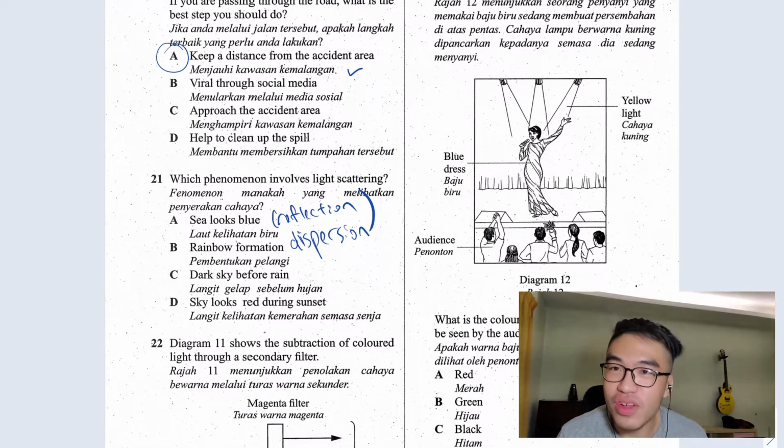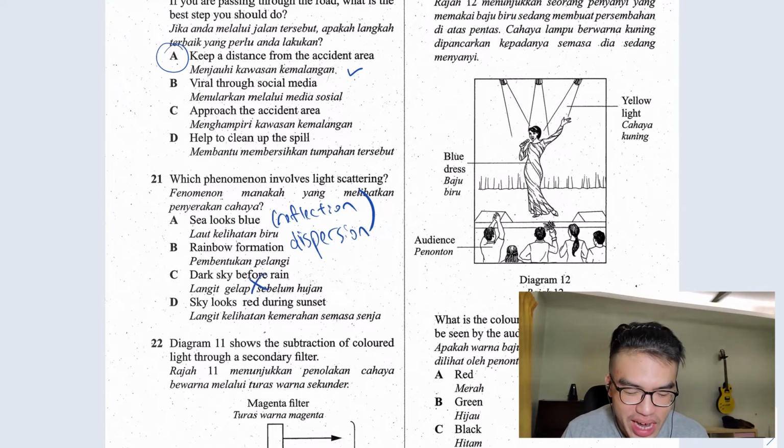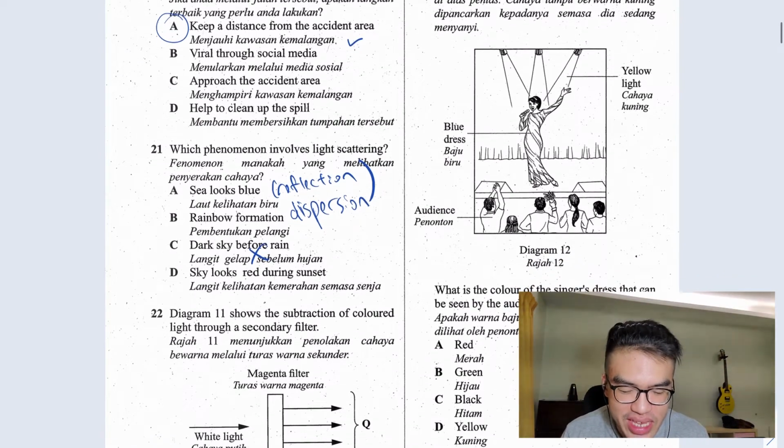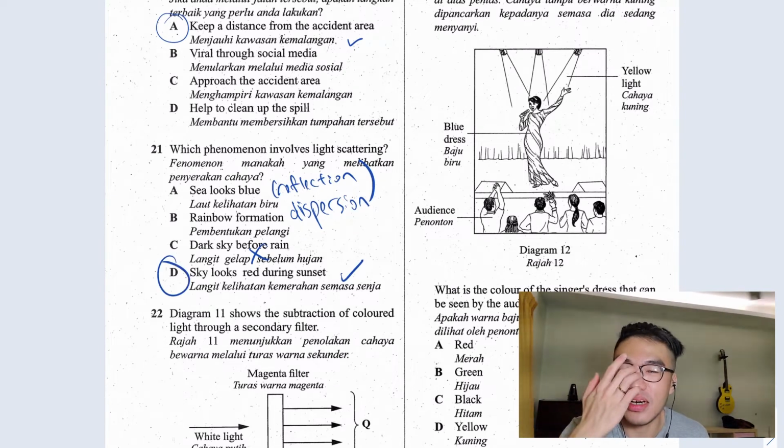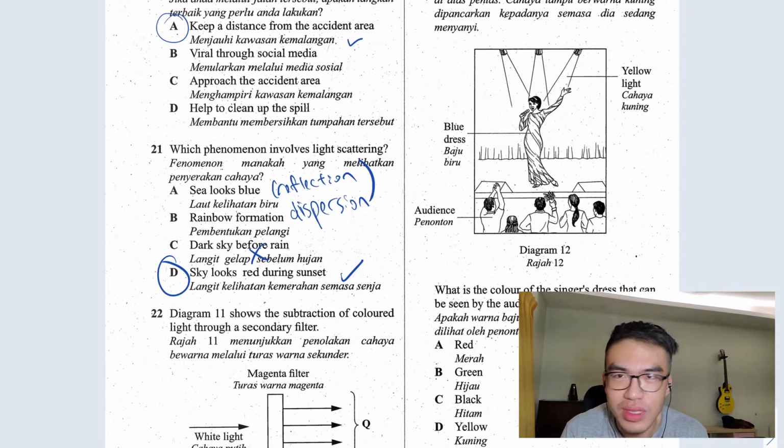Dark sky before the rain? No, this is not. Sky looks red during sunset. Yes, this would be our answer. Because you have red or yellow going everywhere, that's why during sunset your sky kind of looks a bit red or yellow. Depends on the case.